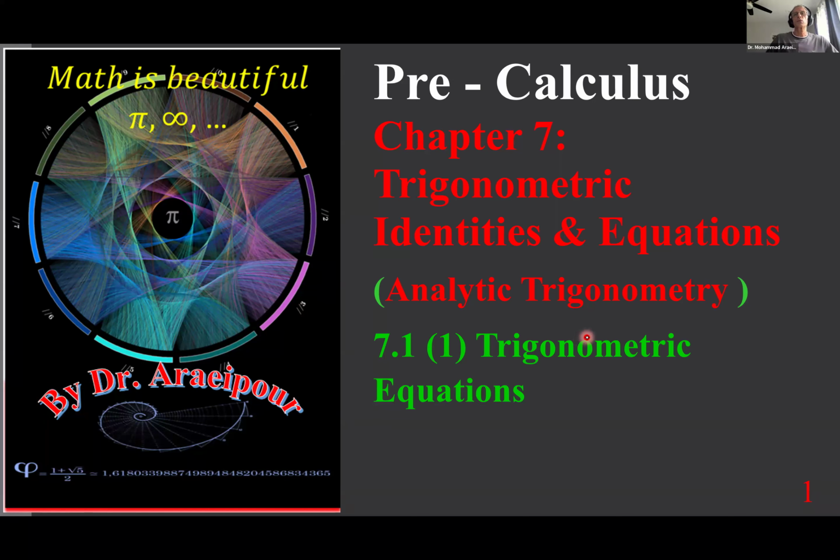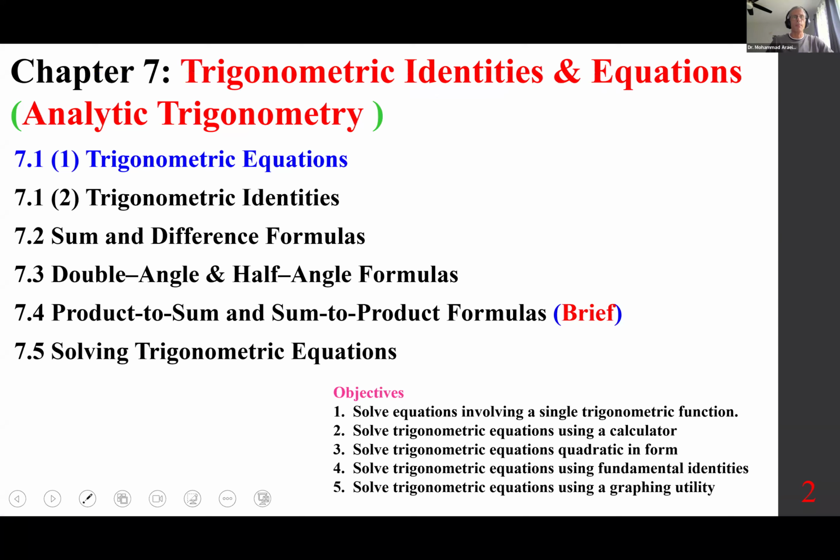Good afternoon, class. We are looking at Pre-Calculus Chapter 7, Trigonometric Identities and Equations, Analytic Trigonometry, Section 7.1, Part 1, Trigonometric Equations. Chapter 7, Trigonometric Identities and Equations.